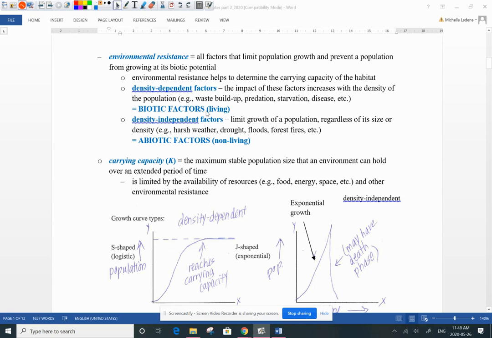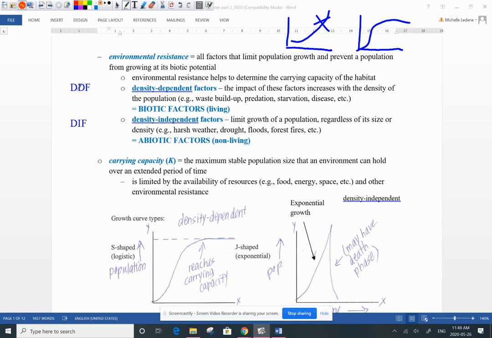So, environmental resistance, as I mentioned just earlier in the video, you probably didn't know what I was saying, but density dependent factors: as the density of the population goes up, because now there's more waste building up, there's more predators, starvation. These are living things that are going to reduce the population growth. So remember, the environmental resistance is what's changing a graph from a J-shaped curve. Won't allow that population to keep increasing forever. It makes it level out and reach a steady carrying capacity.